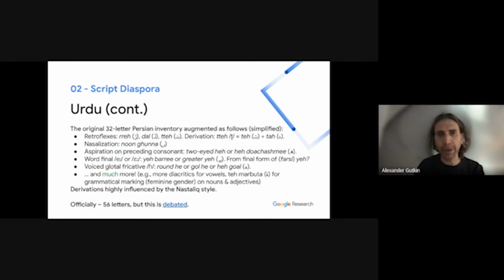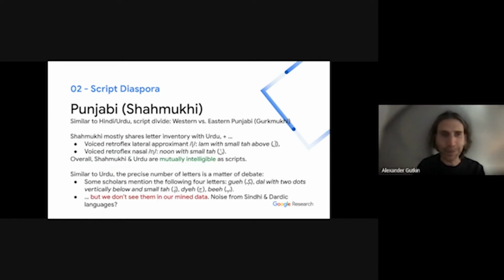It's worth noting that those derivations, the new adaptations, in many cases were influenced by the style itself, because the way the letters were displayed possibly influenced the way those rasm shapes were composed with each other, or new ijam mechanisms were introduced. And officially, Urdu has 56 letters, but this is debated.